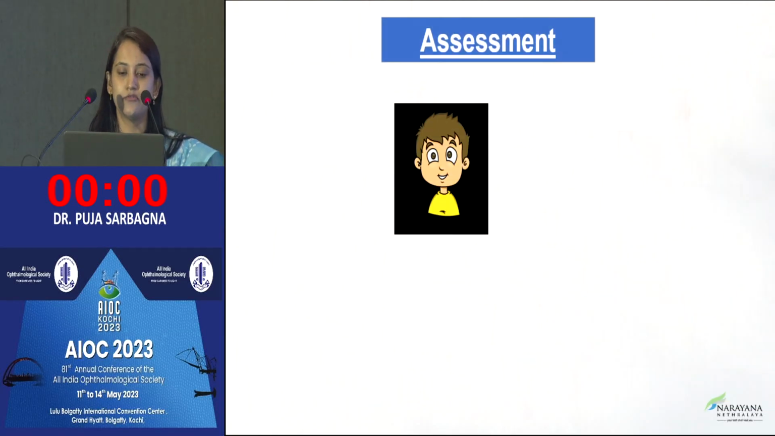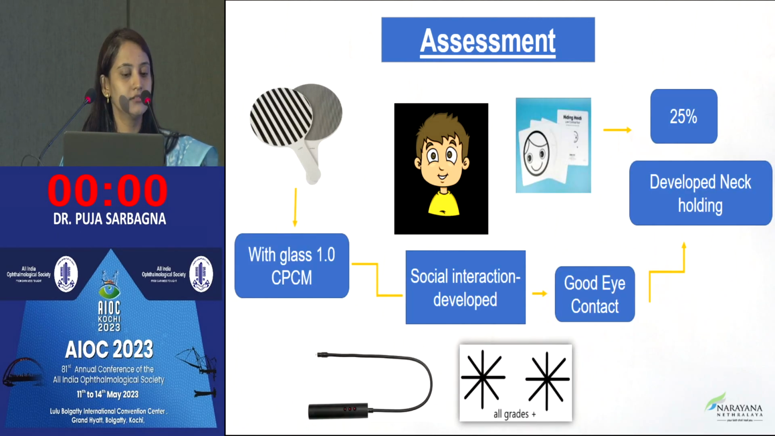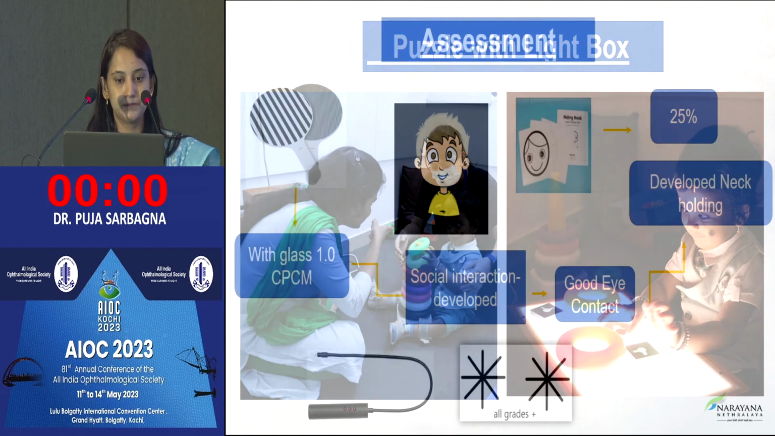After 6 to 8 months of vision therapy, we did the Lea paddle test. Lea paddle is showing 1.0 CPCM. The social interaction was developed, the eye contact was good, and the hiding height is showing 25%. And the child has started responding to all gauges of the visual field.